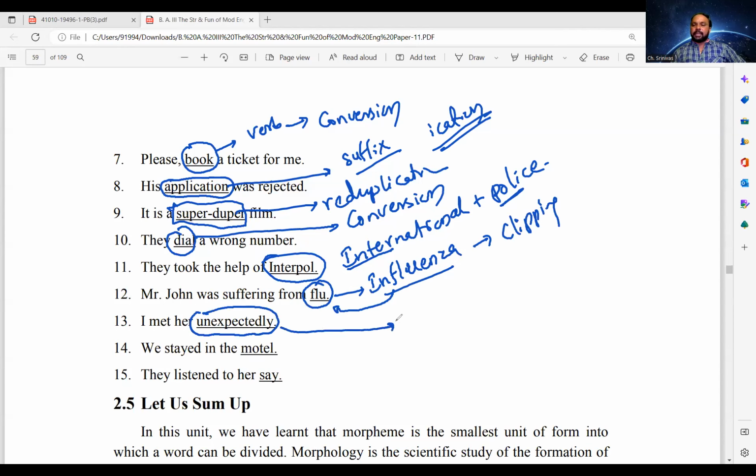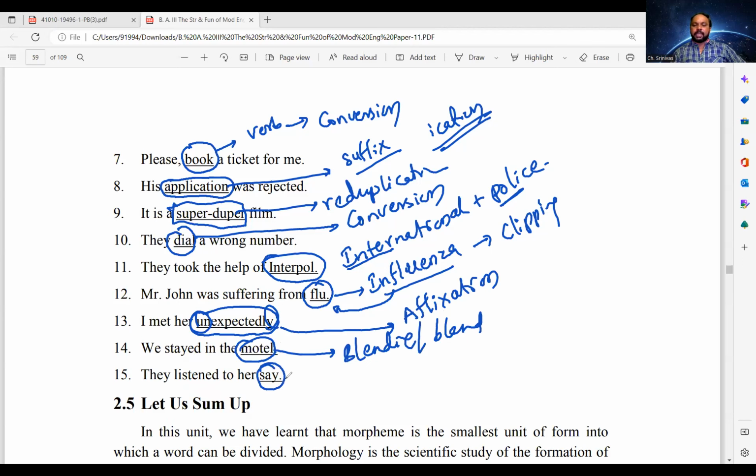I met her unexpectedly. What is unexpectedly here? By the process of affixation. It is formed by adding a prefix un and a suffix ly. Okay, we stayed in the motel. What is motel here? How is it formed? Blending or blend.